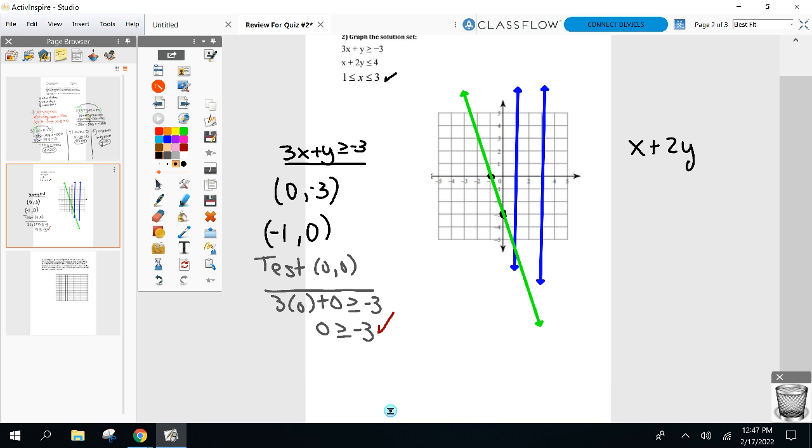X plus 2y less than or equal to 4. Points 0, 2 and 4, 0. Also solid.